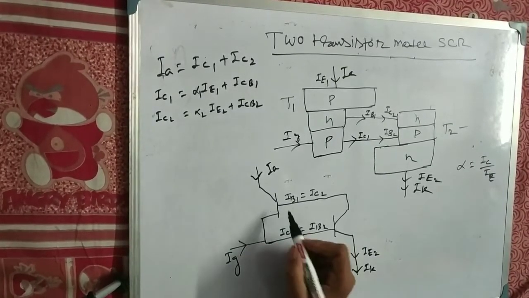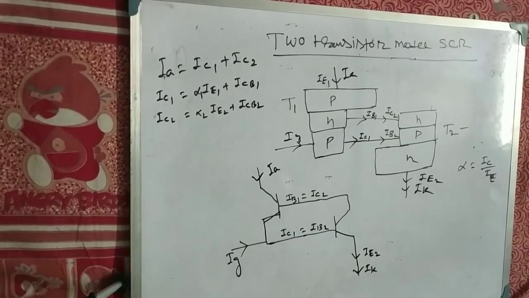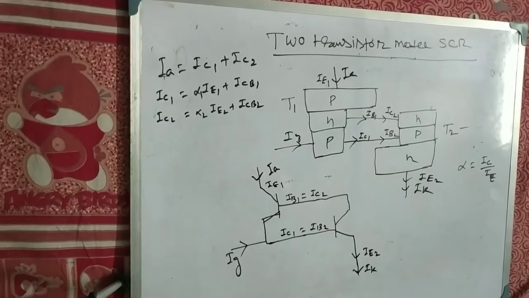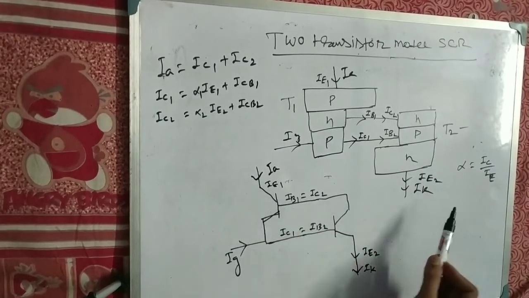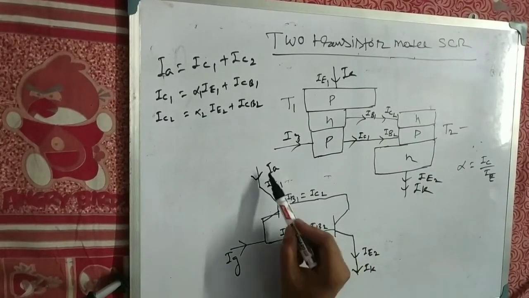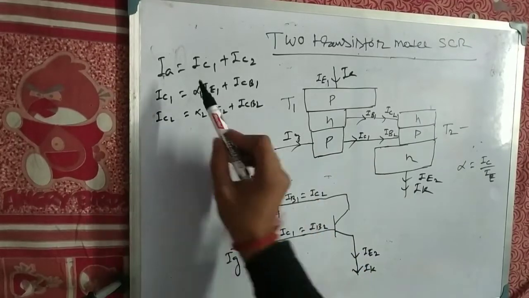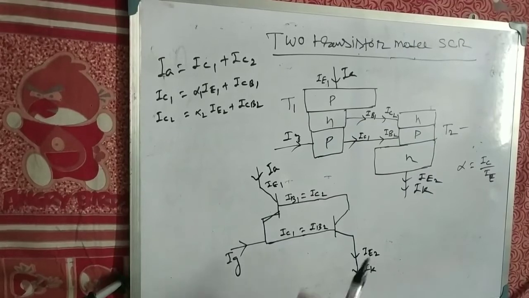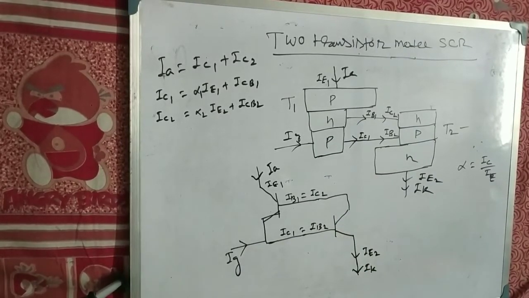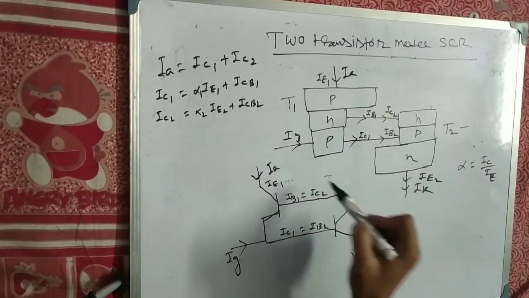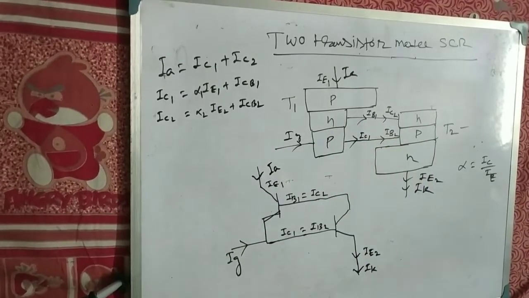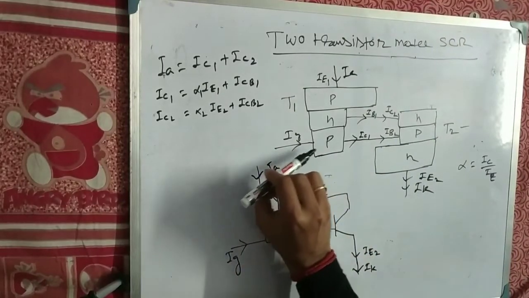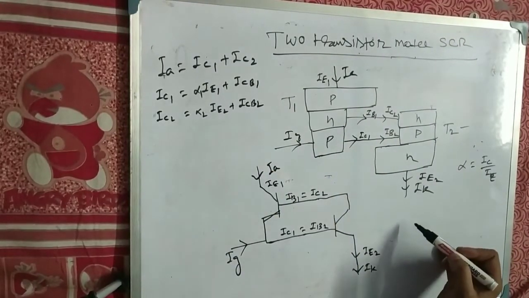You can see here, this is transistor 1. We can also write IE1. For IE1 we have already written IA equals IC1 plus IC2, because the current is entering. Now in this device we can also write an equation. What equation? The total current input from outside is the anode current entering and the gate current entering, and the cathode current is leaving.